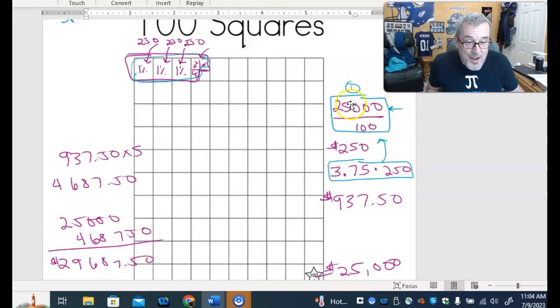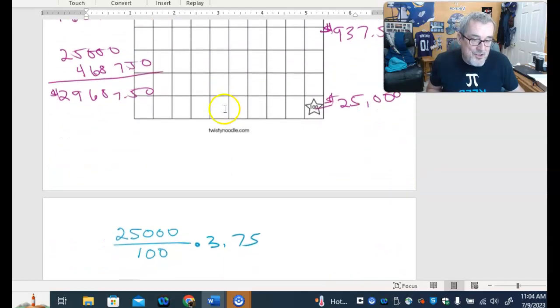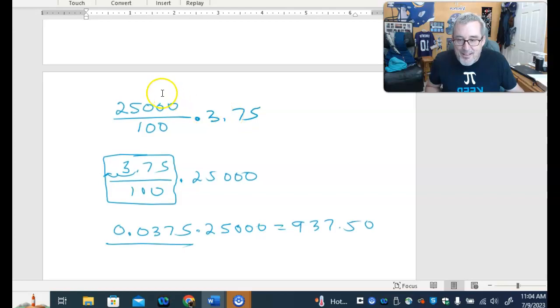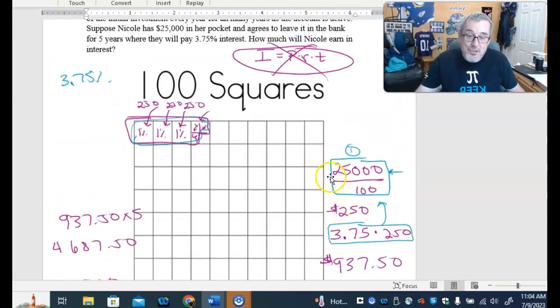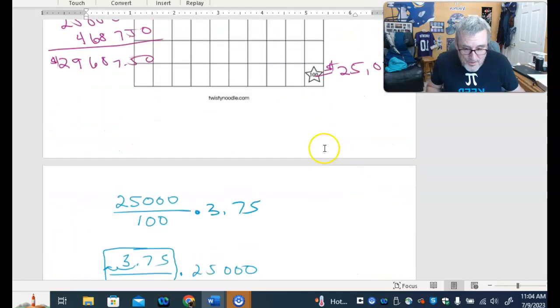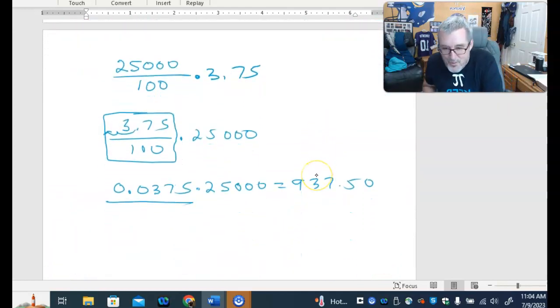So here we did thinking based on our tool of 100 squares. We wanted to figure out how much money was in each square. I have 3.75 of those squares, so I was able to figure it out. But the traditional algorithm would be something like this. First, take 3.75% and convert it to a decimal, and then multiply by the $25,000, you get the same thing. Then we took $937.50 and did 5 years of it.